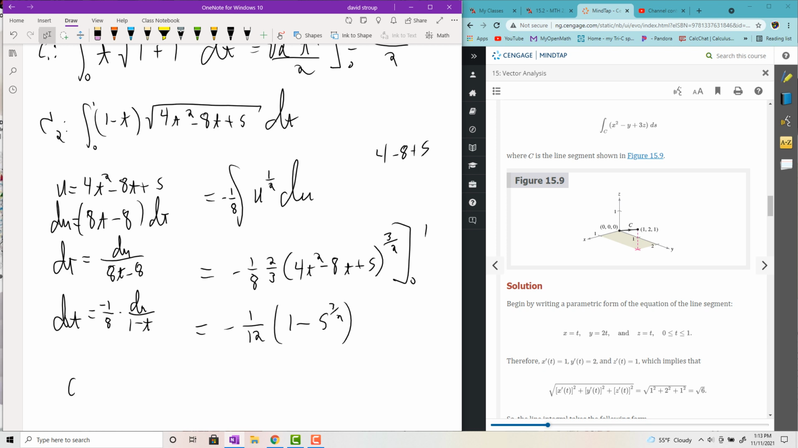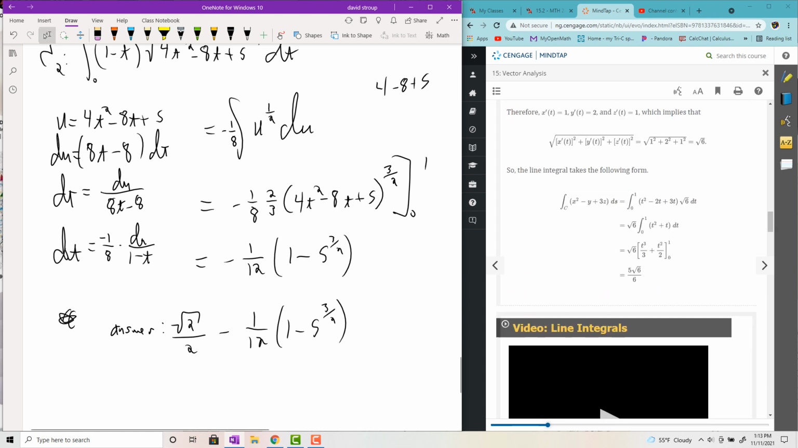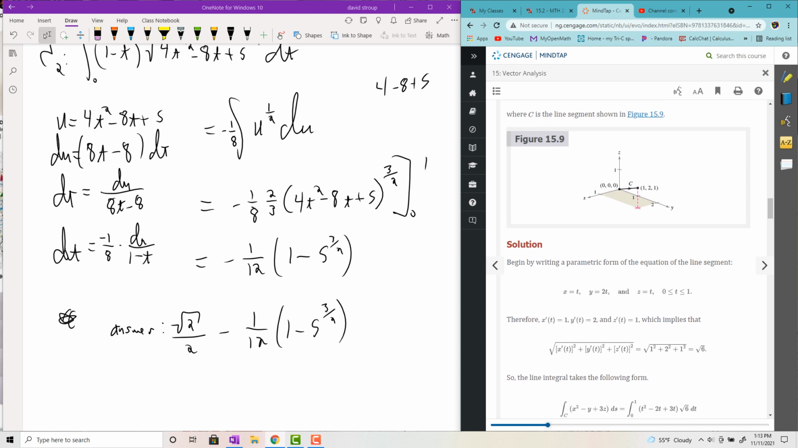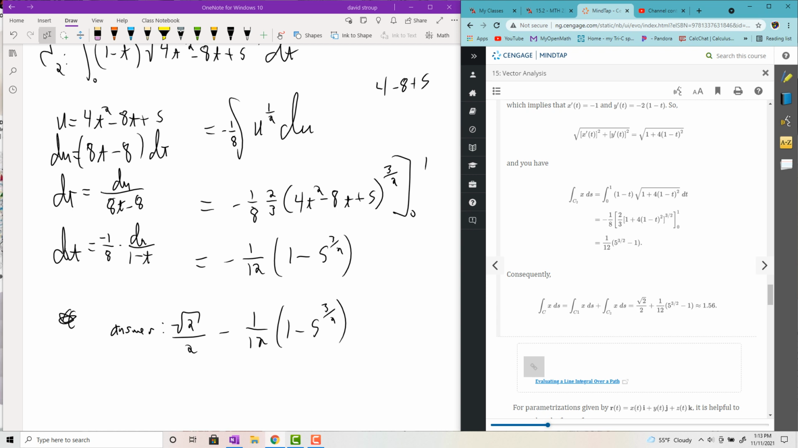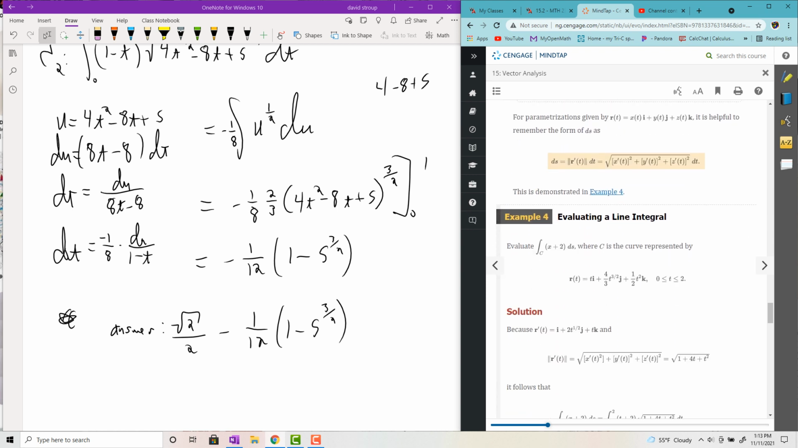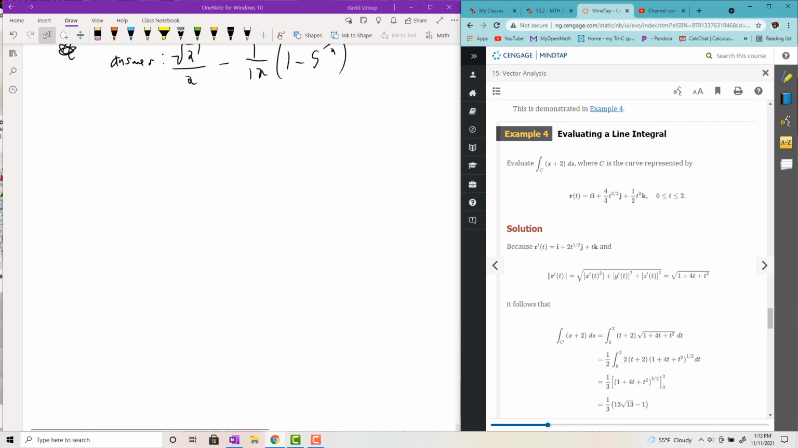So at the end, adding in the two parts, from C1 I had root 2 over 2. So my answer is root 2 over 2 minus 1/12 times 1 minus 5 to the 3/2. What did I make? Oh, that's not the right one. That's the wrong problem. Yeah, square root 2 over 2, and then they just factored out a negative. Yeah, same thing. Okay, what is this one about? Is it annoying or something? It's a space curve, so it's supposedly different. Okay, it's not much different.